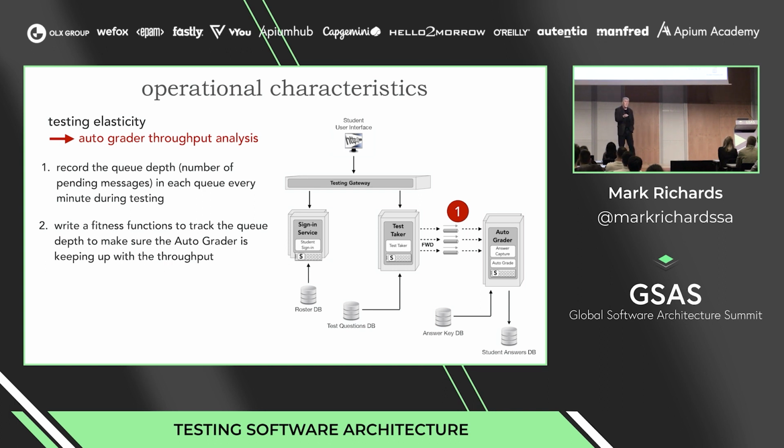Because it's writing to the database, it will be slower than the number of questions put in. Well, one of the things I can measure is the queue depth of every one of those queues. So every minute or so, I just simply query the queue depth. How many pending student answers are in those queues waiting? It's a great way to measure the throughput of our autograder, because as we make changes to the grading portion, am I impacting that throughput? That's an important thing to know outside of the functional tests. So let's write that fitness function.